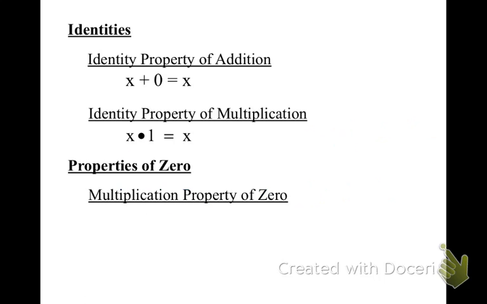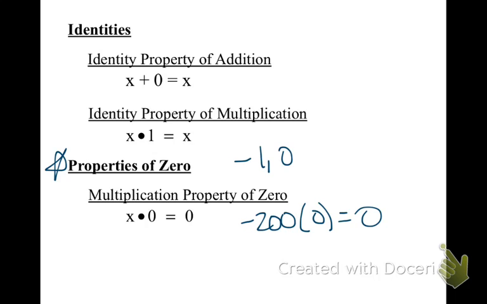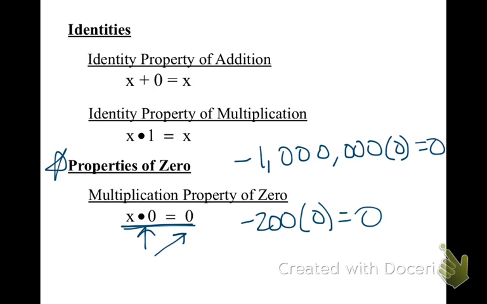Now we're going over the properties of 0. So multiplication property of 0. Of course, I want this in your notes. Any number multiplied by 0, you're going to get 0. This one you should already know. Now you just have a nice fancy mathematical term to back it up, multiplication property of 0. So, if I have negative 200 times 0, what do I get? 0. Negative 1,000,000 times 0, I get 0. Anything times 0, you're going to end up with 0. Plain and simple.